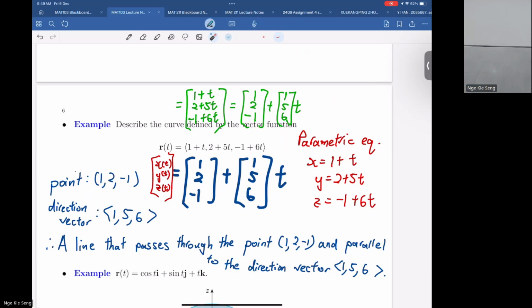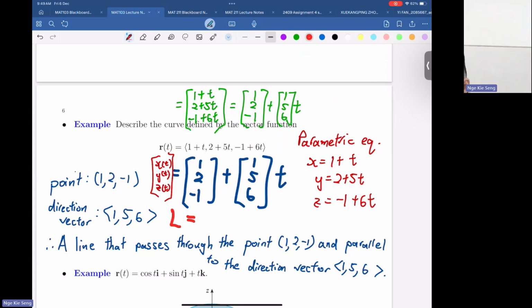Some solution to a null space, right? Sometimes you get this kind of combination: vector plus a vector times t. Usually your null space is a line. So this is a line. Why is it a line? How to see this as a line? You should remember this general formula here.